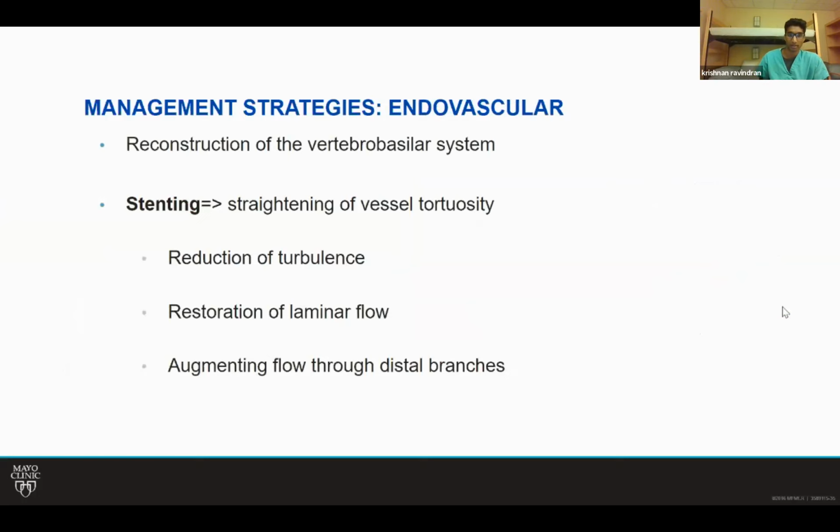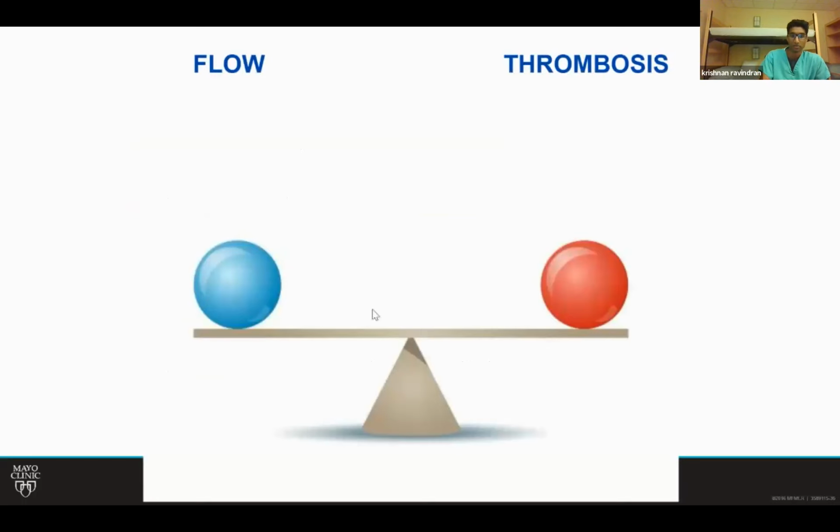Endovascular management historically has focused on a combination of stenting with stent coil constructs, with the goal being reconstruction of the vertebrobasilar system. The idea with stenting is to try and straighten the tortuosity that is seen. The main goals not only relate to straightening of the vessel, but also to reducing the turbulent flow and the wall shear stress that the small perforators are experiencing at their ostia, to increase the flow through them and maintain their patency. The ultimate balance is between flow and thrombosis when approaching these endovascularly.